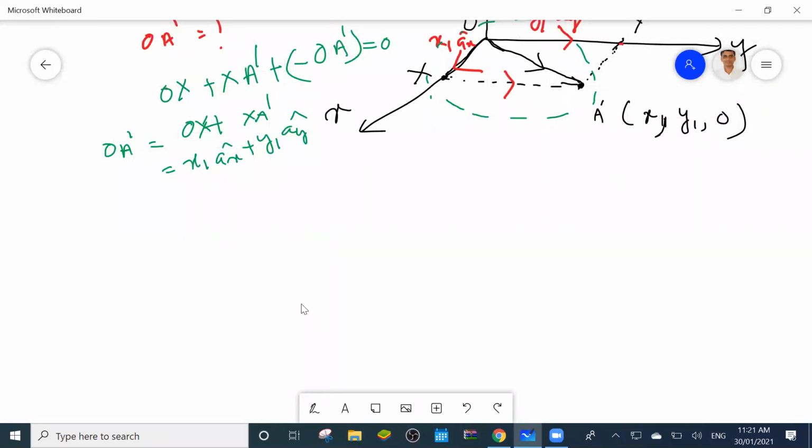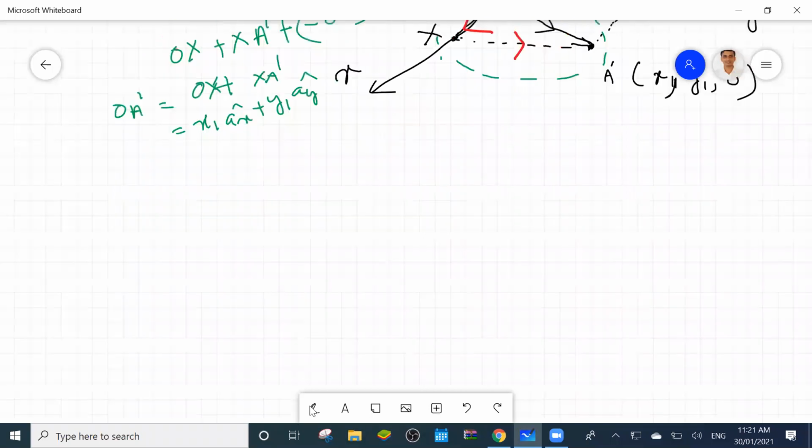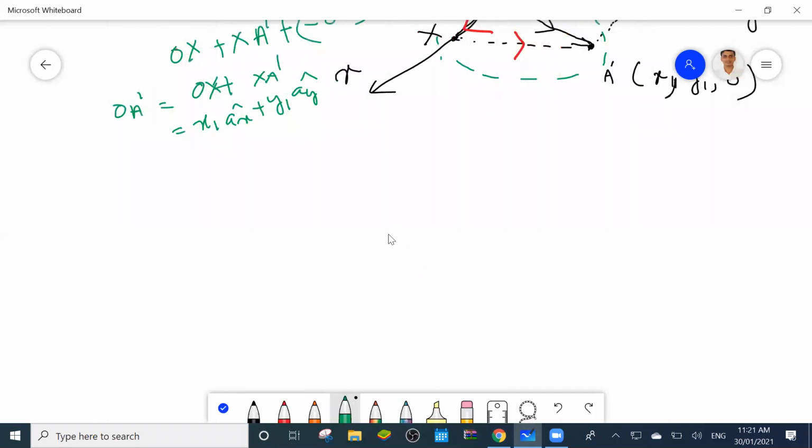This is for this plane. Now suppose that the point lies in the XYZ coordinate system. In that case, what will you do? Suppose it has three coordinate values x1, y1, z1.